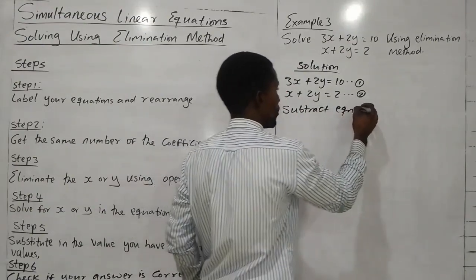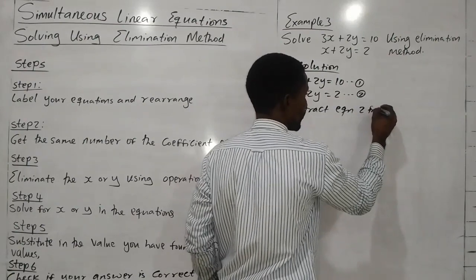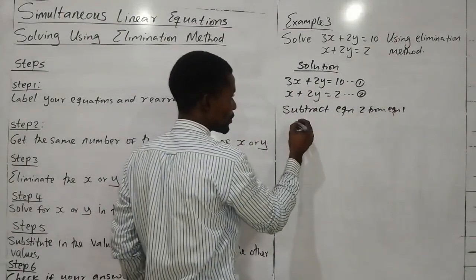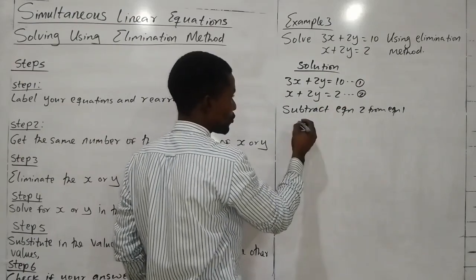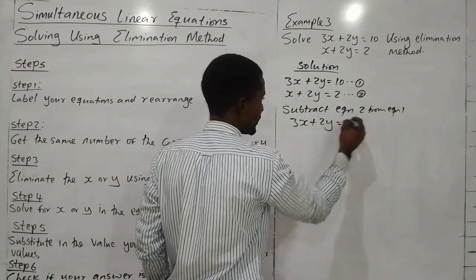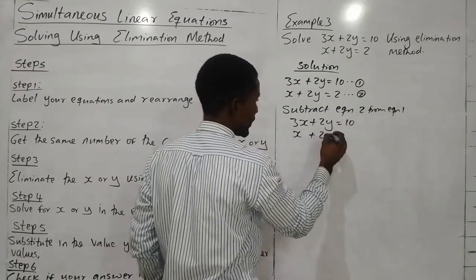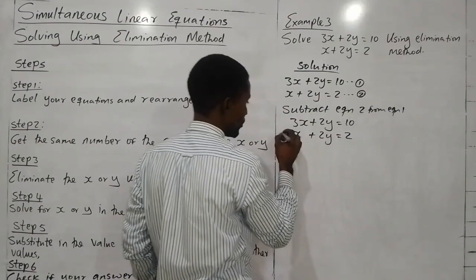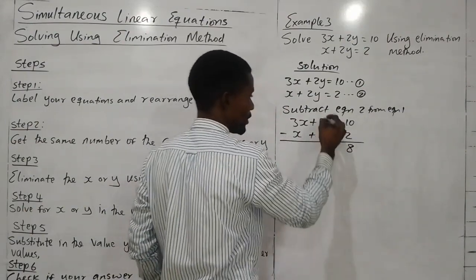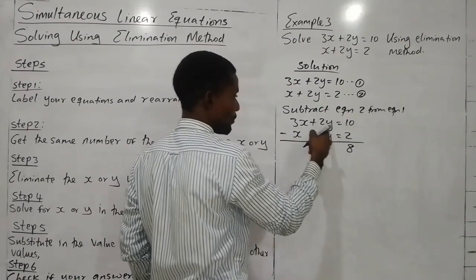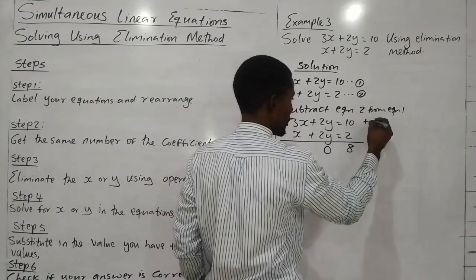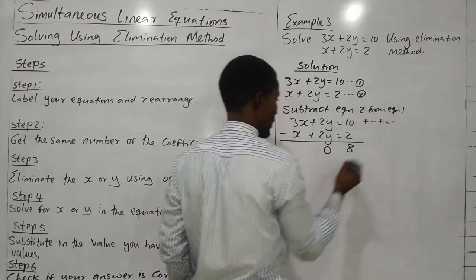Equation 2 from equation 1. Now we want to subtract equation 2 from equation 1. So we have 3x plus 2y equals 10, x plus 2y equals 2. Subtract. 10 minus 2 is what? Is 8. 2y minus 2y is going to give me 0. That is plus minus plus, it's going to give me minus.